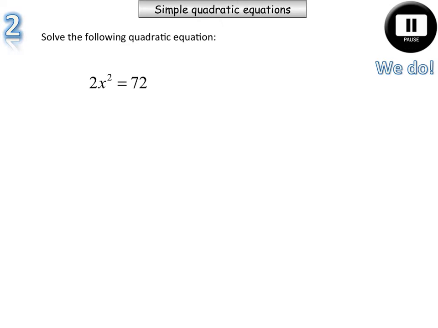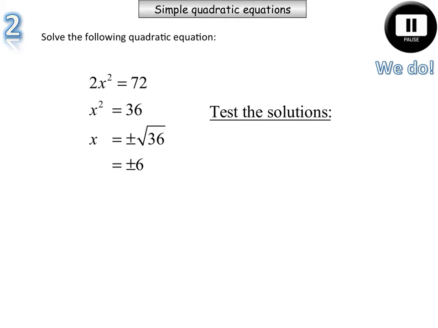Alright, pause the video, have a go at this question, and I will go through the solution in a moment. Okay, so like the previous one, we divide by the coefficient of x squared. Here we're going to divide both sides by 2. Then we have x squared is equal to 36. Take the square root of both sides. So we end up getting plus or minus 6.